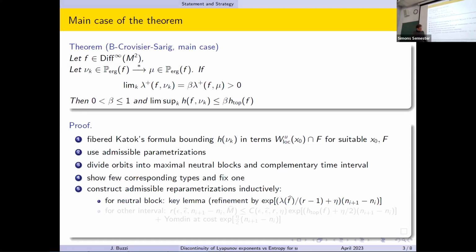We saw that if the beginning of the neutral block is n_i and the end is n_{i+1}, we have a bound, which is some Lipschitz constant divided by the differentiability, up to technicalities. For the remaining, the complementary interval, here we don't have to do much. We just use topological entropy.